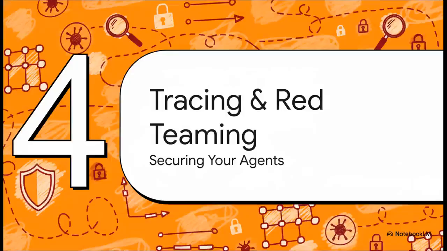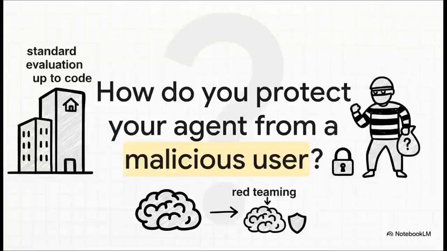All right, Section 4, tracing and red teaming. So evaluating for standard quality assumes your users are acting normally and just want to book a flight. But what about when they aren't? What happens when they actively want to break your system?